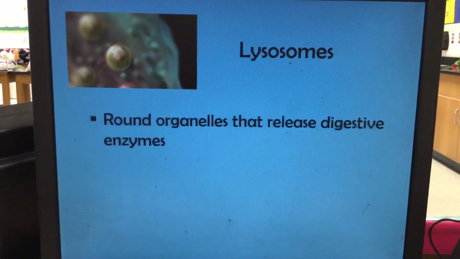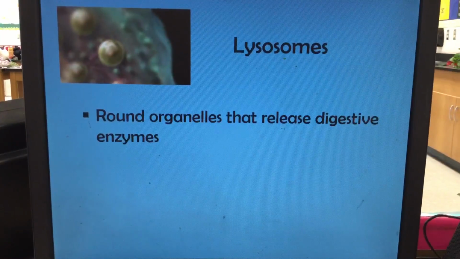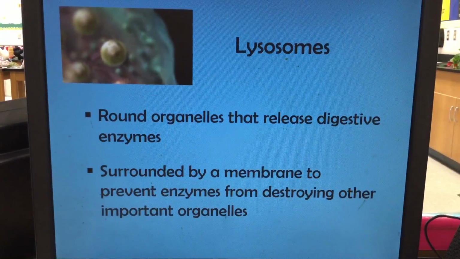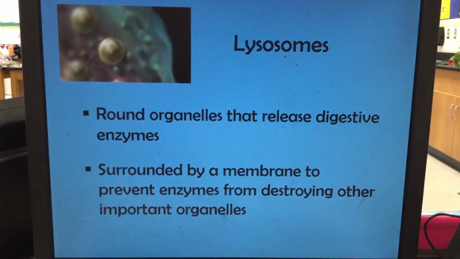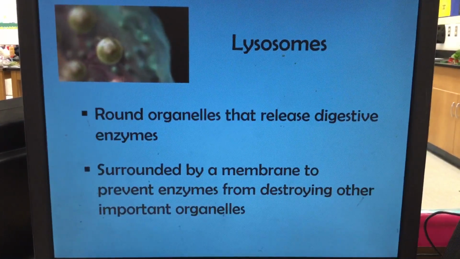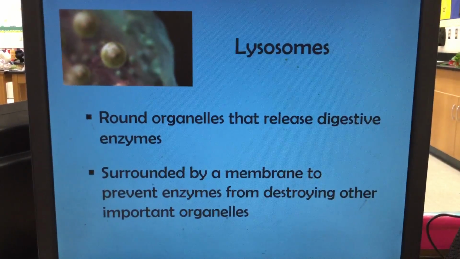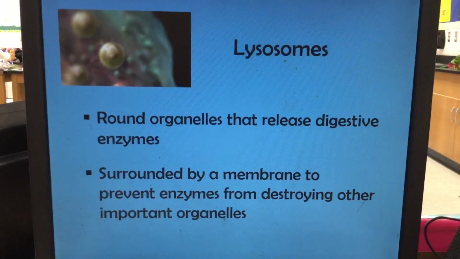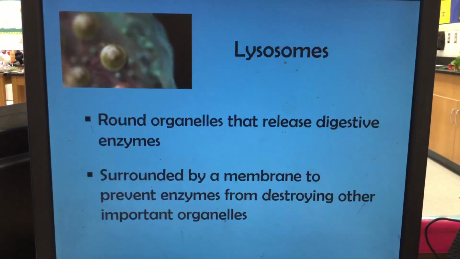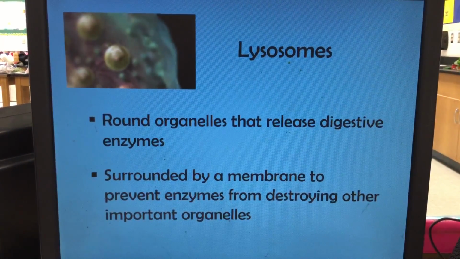Next, lysosomes. So these are round organelles that release digestive enzymes. They're surrounded by a membrane to prevent enzymes from destroying other important organelles. Again, as a note to the sub, go ahead and pause this video whenever necessary.